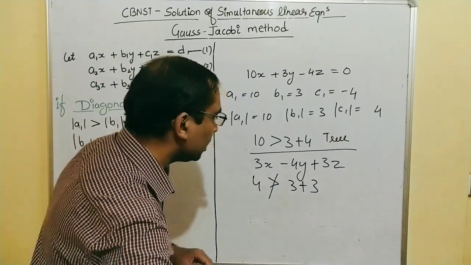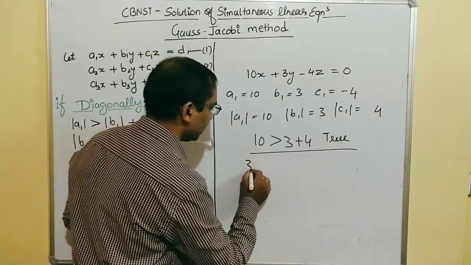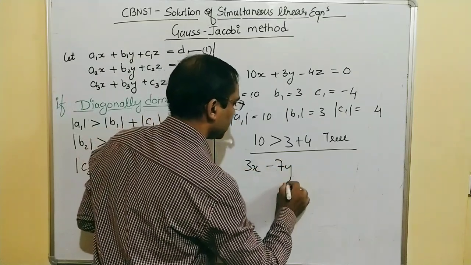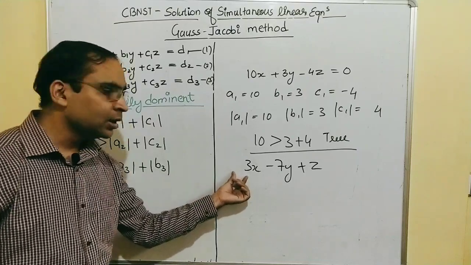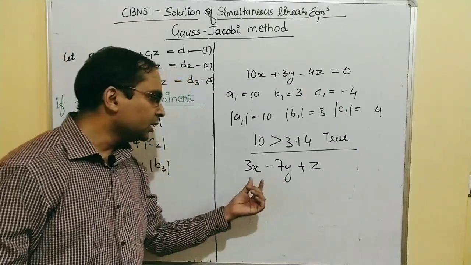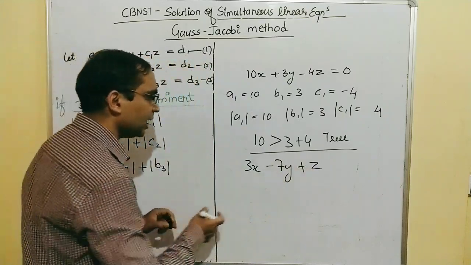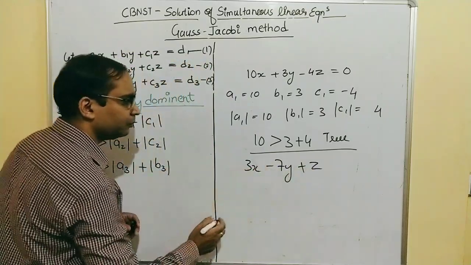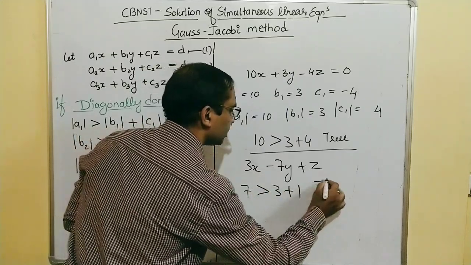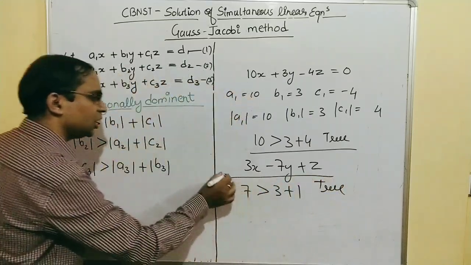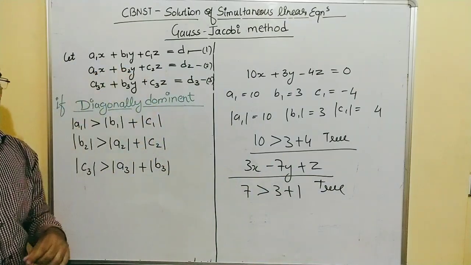Let me show you one equation which will satisfy this condition. If I make a simple change, let's say 3x minus 7y plus z. Now a is 3, b is minus 7 and c is 1. If we take the absolute value of b1, that is 7, it will be greater than 3 plus 1. This is true. So such type of equation will be the second equation.